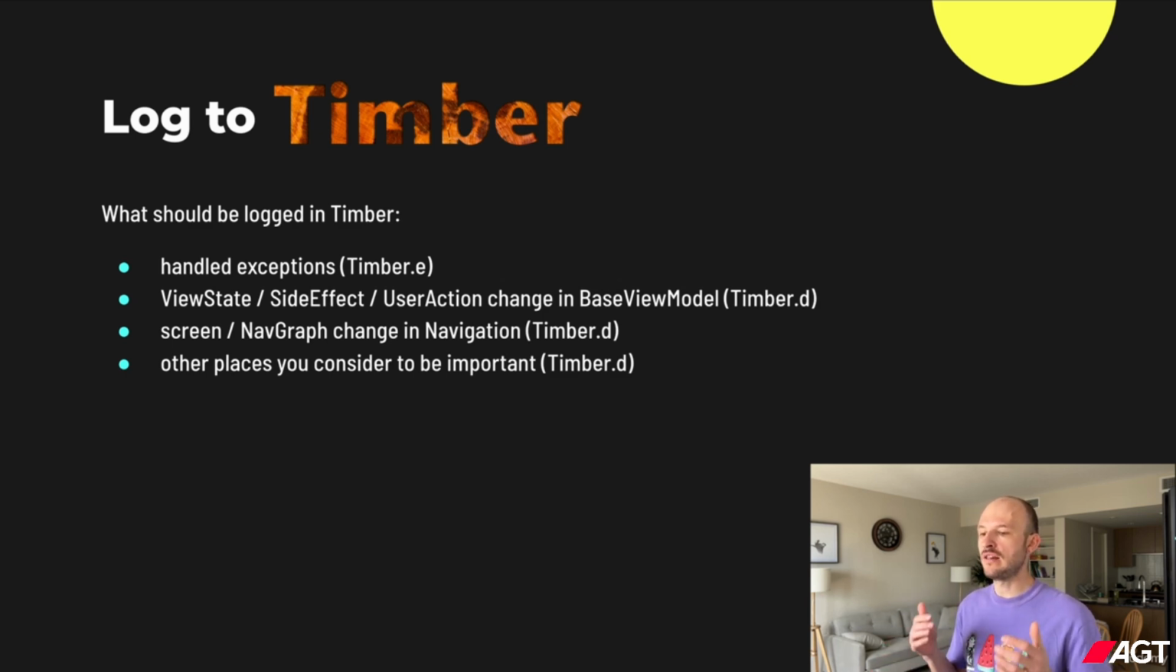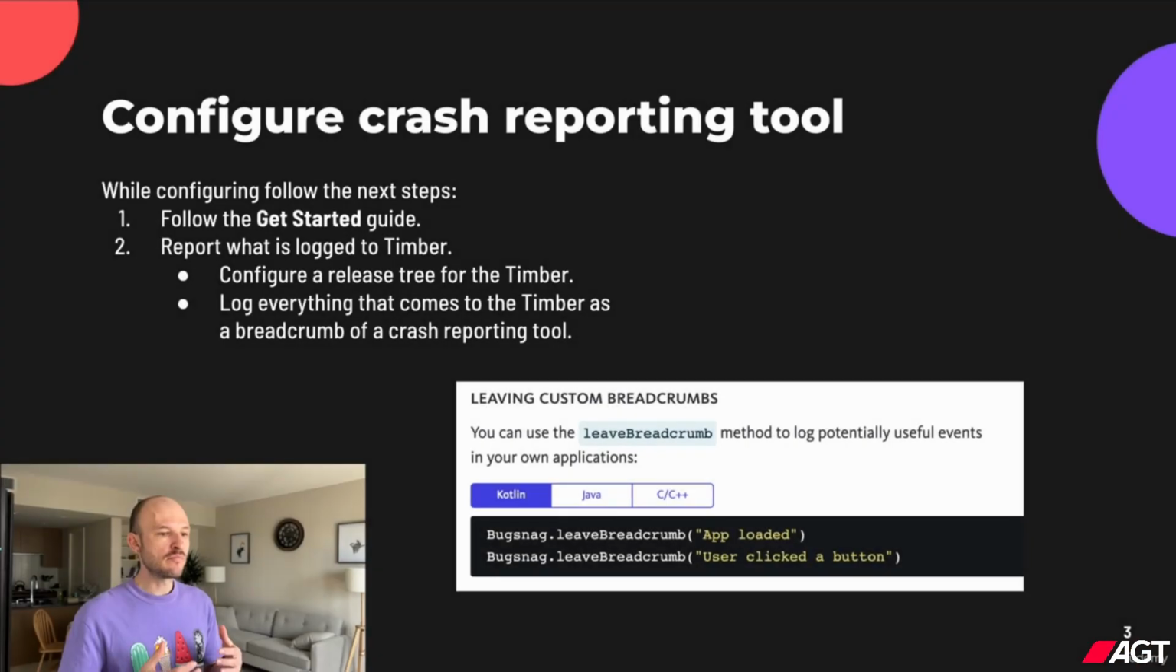Timber can help a lot with the next step, which is crash reporting. The next important step is to configure a crash reporting tool. It can be something like Firebase Crashlytics, Bugsnag, New Relic, etc. Use something you have experience with, or choose Crashlytics otherwise. While configuring, follow the next steps. Follow the Get Started guide for your tool. Configure it just to be working. Check it by sending a test crash and observe it in the web panel.